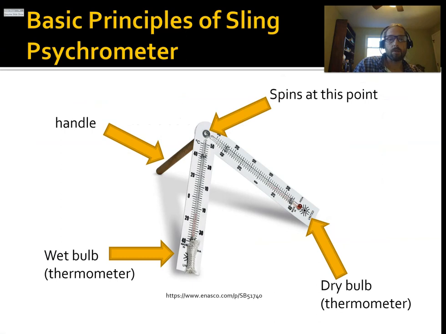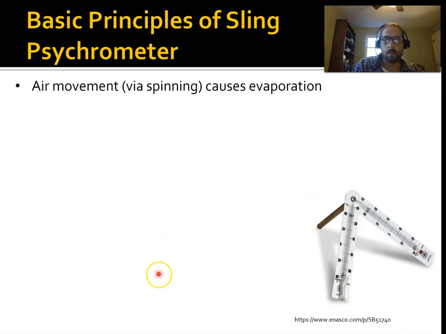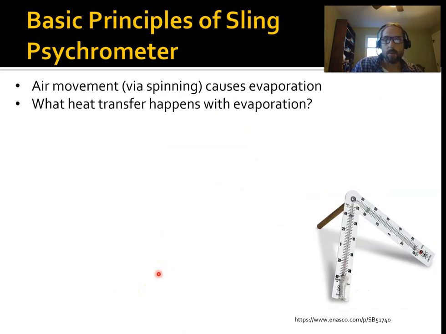So here, let me actually show you. Here's a different one, there's all kinds of versions of this. You can see you have your handle here, and it spins around, so you spin it around. Here's your wet bulb, wrapped in a wick. Here's your dry bulb, not wrapped in a wick, right? So you spin that thing around, and when you spin it around, it causes evaporation.